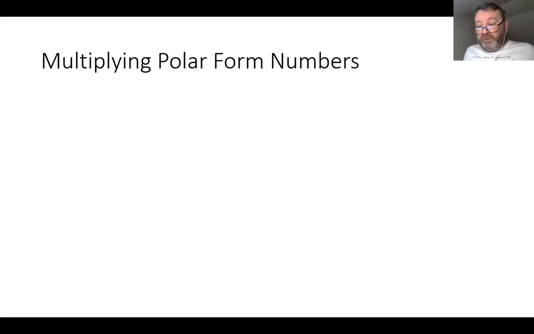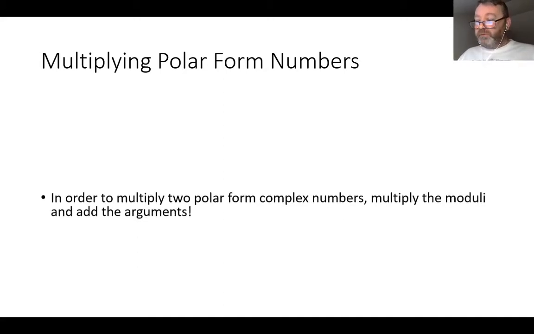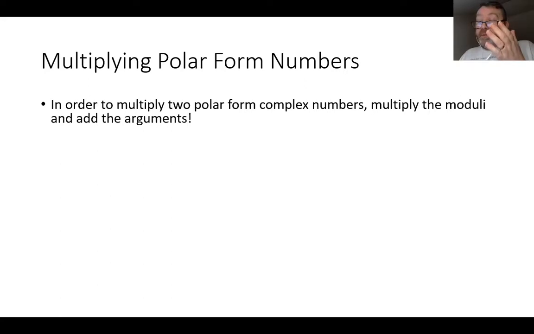Okay, final two bits to this thing. How do we multiply polar form numbers and how do we divide polar form numbers? Well, first of all, multiplication of polar form numbers, it's actually quite easy. When you're multiplying two polar form numbers, don't forget that both of them will have what we call a modulus at the beginning, and both of them will have an argument, cos of theta, sine of theta, and so on. So what we do is when we multiply two complex numbers together in polar form, we multiply the moduli and we add the angles. Simple as that. Multiply the moduli and add the angles.